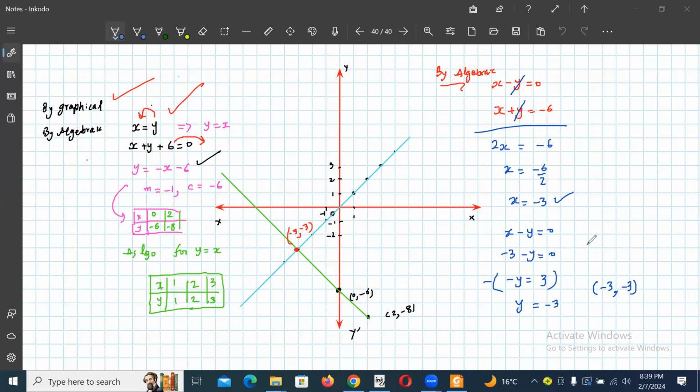Means x and y both are negative. So remember that this is our solution. This is our solution by the algebraic method, and this is the solution by the graphical method. Both ways we are getting the same answer. I hope you understand how to solve simultaneous equations by the algebraic way or by the graphical method.